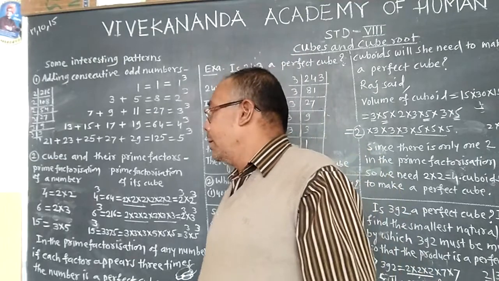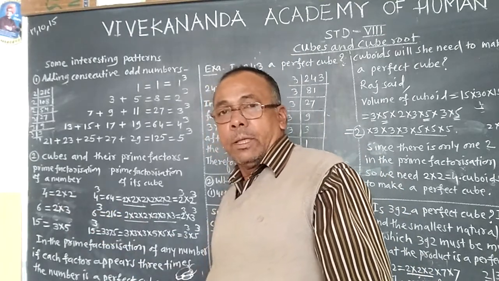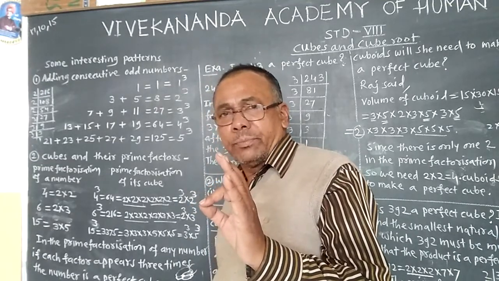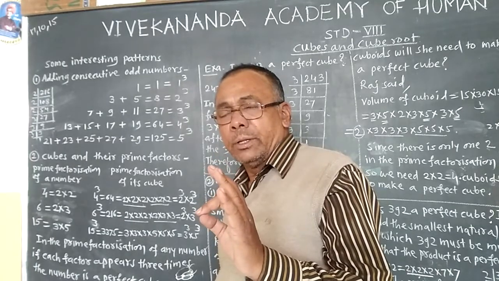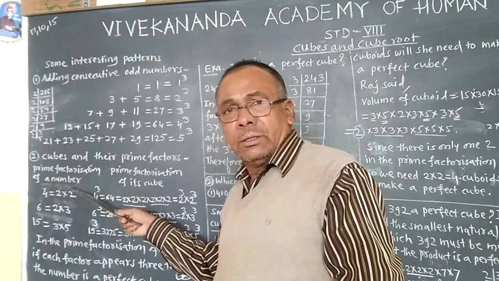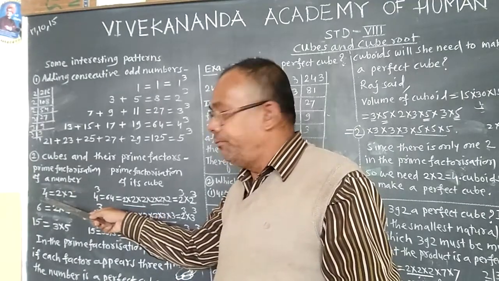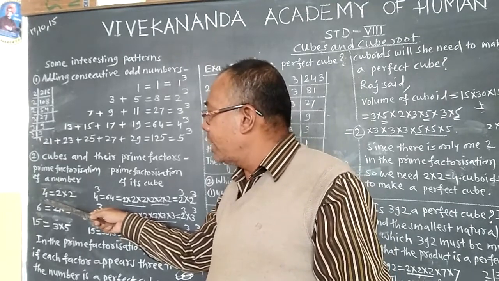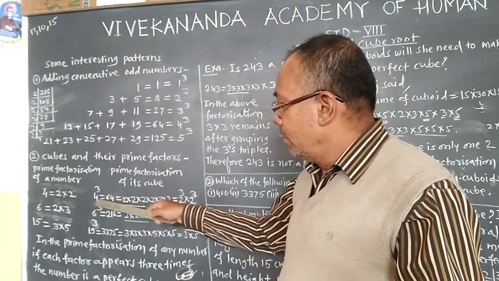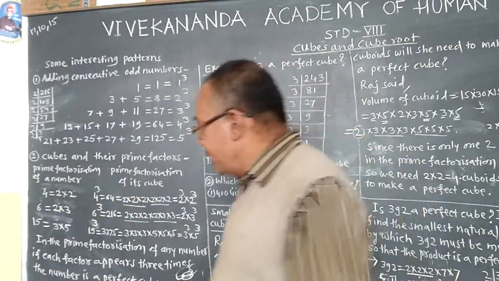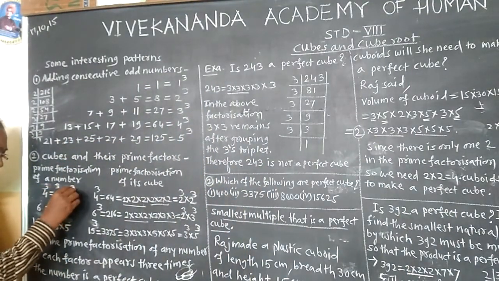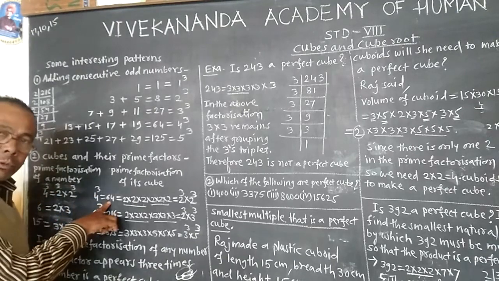So first of all, we will take 4, because 2 means 2 into 1, and 3 means 3 into 1. So we will neglect 2 and 3, and we will directly take 4, and the factors of 4 are 2 into 2. Now 4 cube, we can write as 2 cube into 2 cube. Now 4 cube is 64.